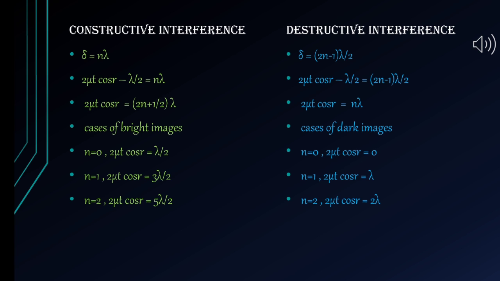When n is equal to 0, 2 mu t cos r becomes 0. When n is equal to 1, 2 mu t cos r becomes lambda, and when n is equal to 2, 2 mu t cos r becomes 2 lambda. These are the conditions for constructive interference and destructive interference.